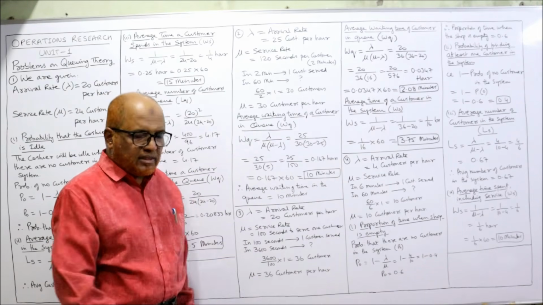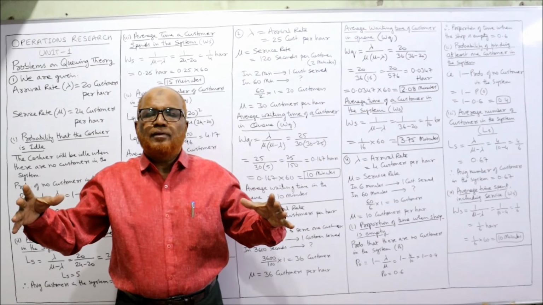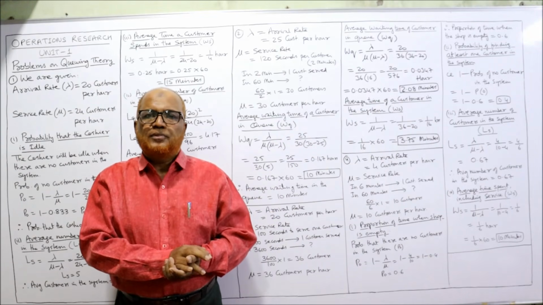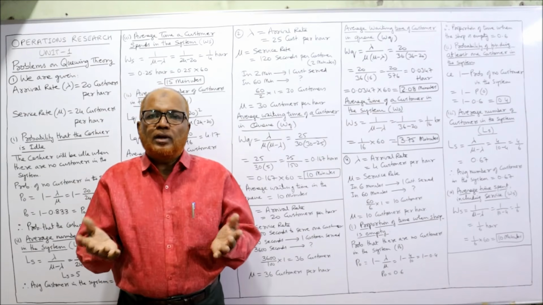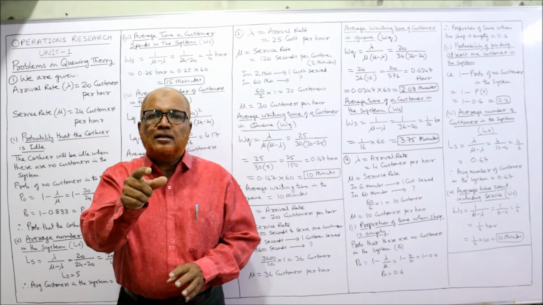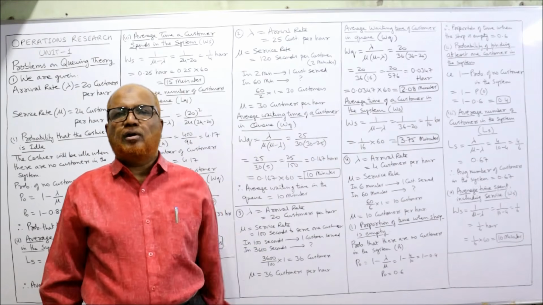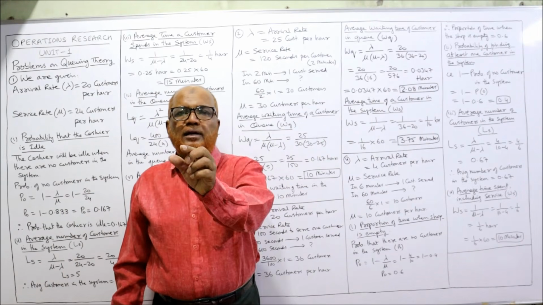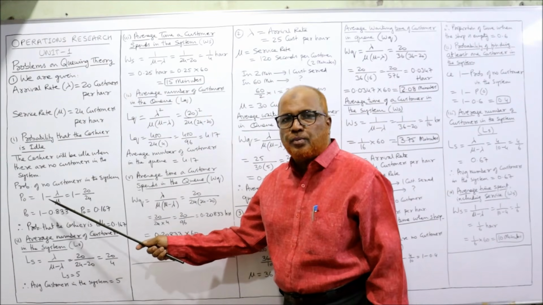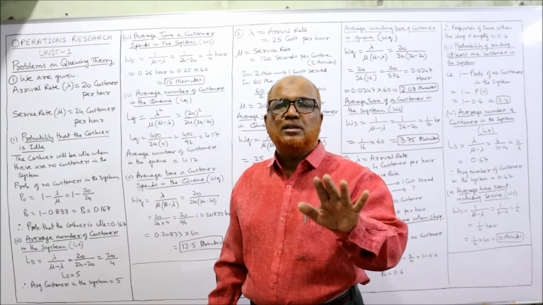Now, proportion of time when the shop is empty. First of all, remember, when the shop is empty, when there are no customers in the whole system, then only the server will be idle. So what is the probability that there are no customers in the whole system? I have given one formula in the last video, P0, the probability that there are no customers in the whole system. In the first problem also I have applied it. P0 is the probability of no customers in the whole system.